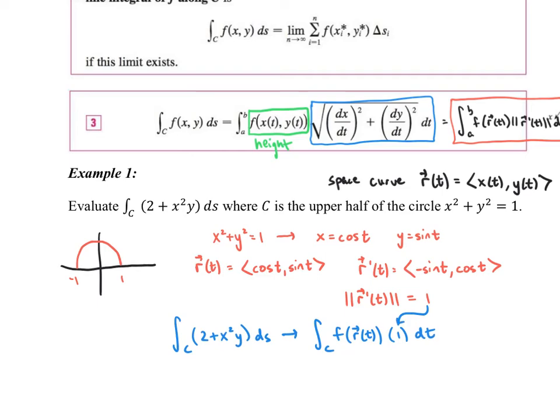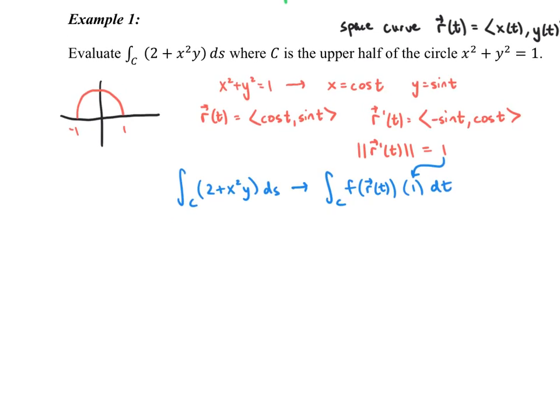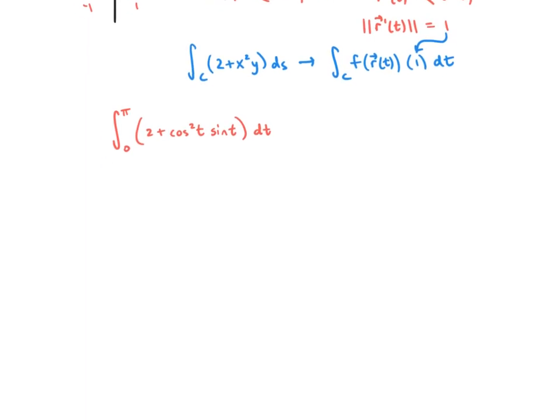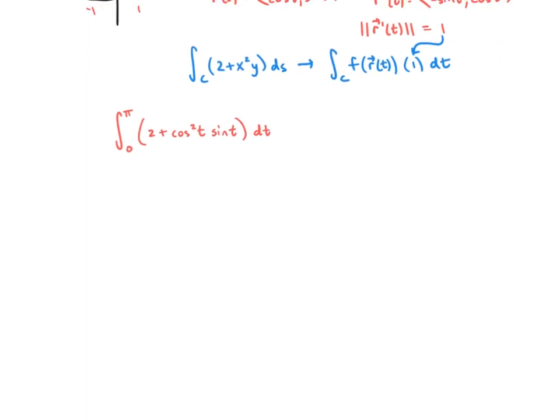Okay, so let's do our full transformation of variables here. So we have the integral. Now we're going to go from a to b, and in this case, if we're just doing the top half of this circle, we're going to go from 0 radians to pi, and then we have 2 plus, instead of x squared, cosine squared t, and then instead of y, sine of t, and then we multiply by 1, and then by dt. So that's our line integral. That's our setup. At this point, we're just doing all the stuff that we've done for quite a while now. We're just going to calculate this particular single integral.